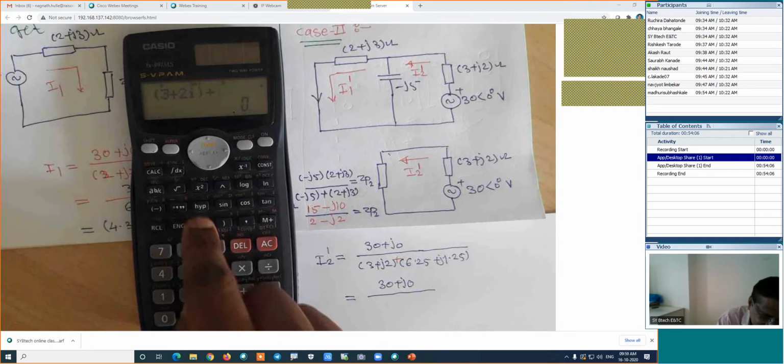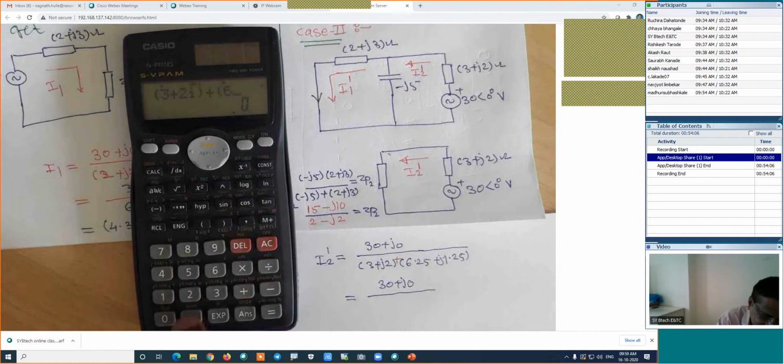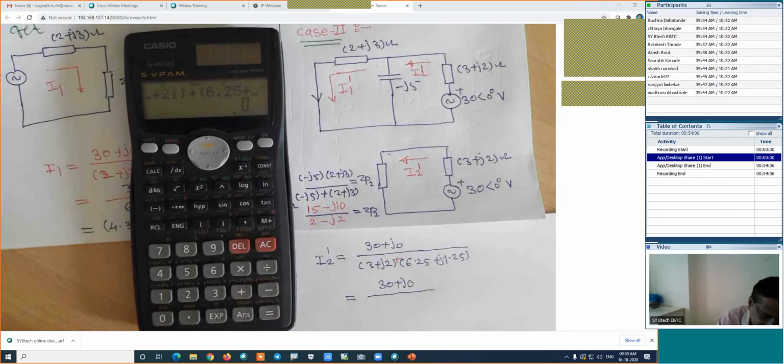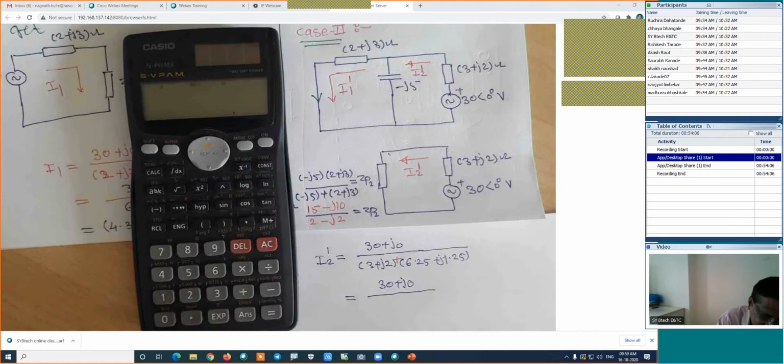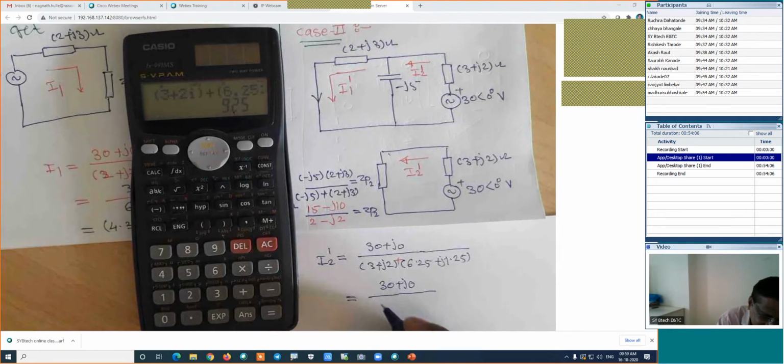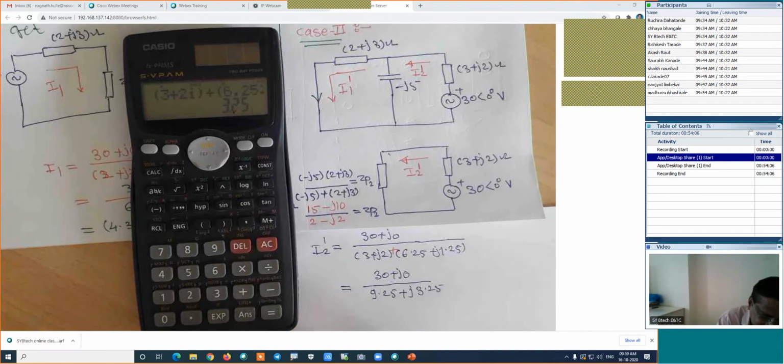Then start bracket 6.25 plus j1.25, I will close the bracket, is equal to. Its real part is 9.25. Is it right? Then how is the imaginary part? Shift and equal to, the imaginary part is plus j3.25. If we know this part, then I will find out this division.